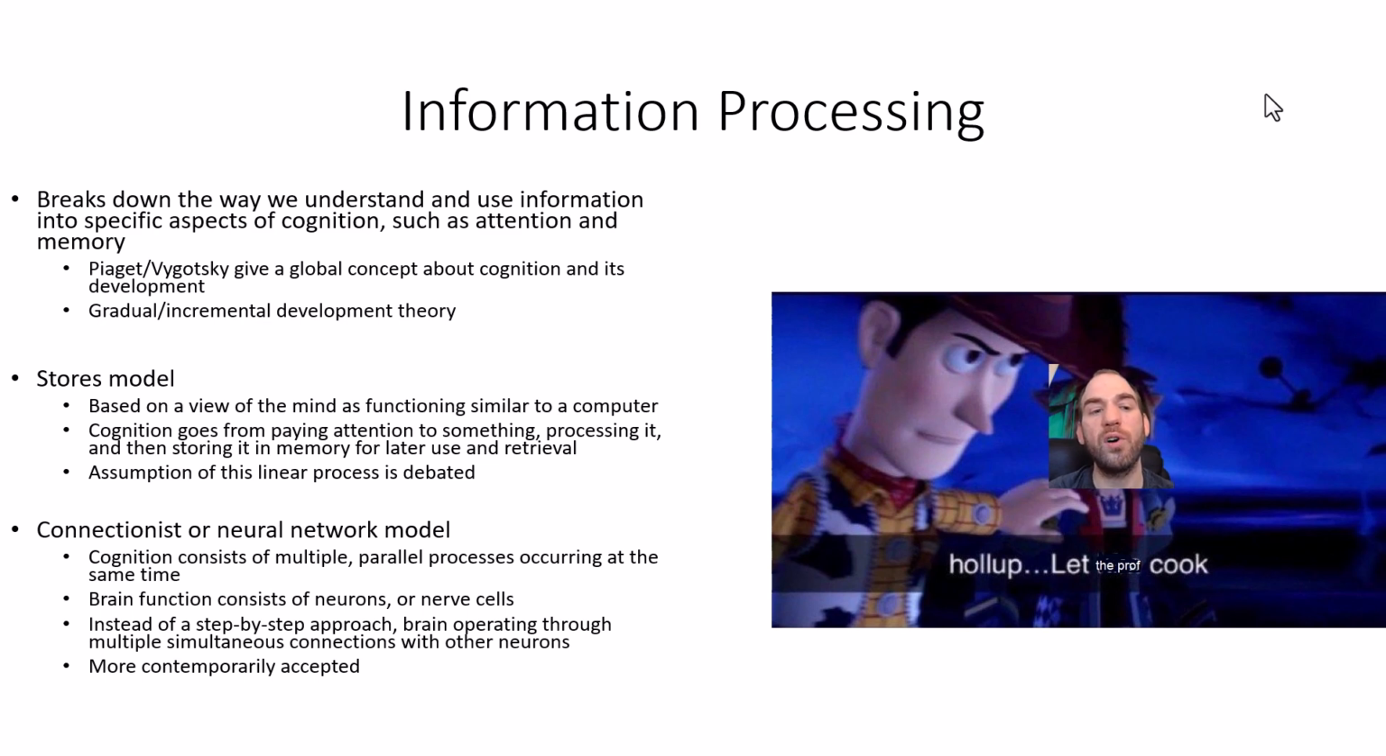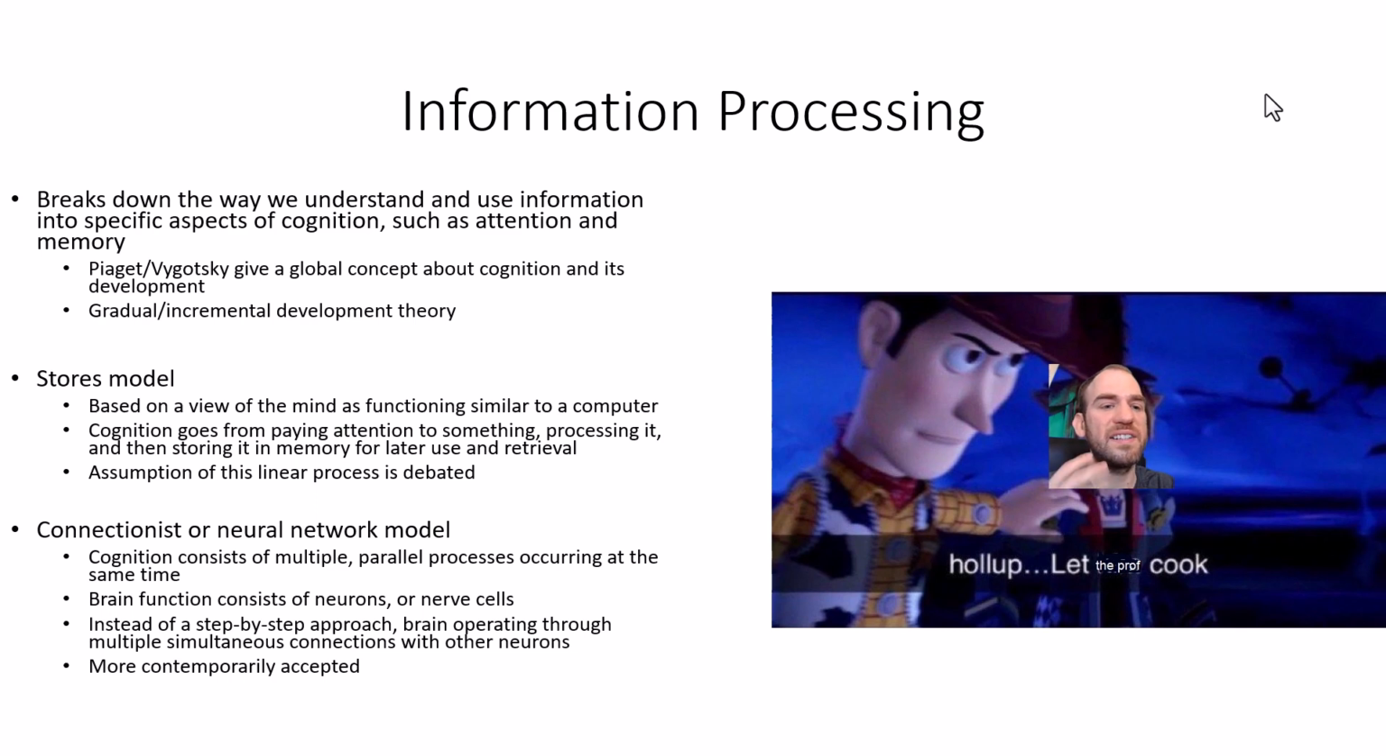First, the Stores model. It's based on the view of the mind as functioning similar to a computer. Cognition goes from paying attention to something to processing it and then storing it in memory for later use and retrieval. The assumption of this linear process is debated. There's also a connectionist or neural network model. Cognition consists of multiple parallel processes occurring at the same time. The brain functions consist of neurons or nerve cells. Instead of a step-by-step approach, the brain is operating through multiple simultaneous connections with other neurons. This is more contemporarily accepted.